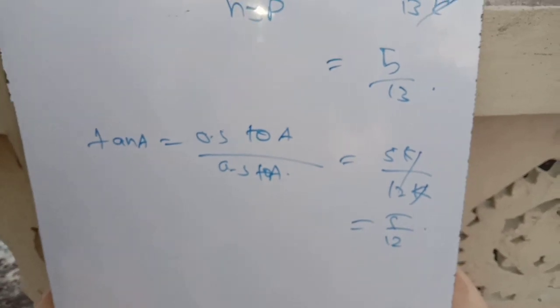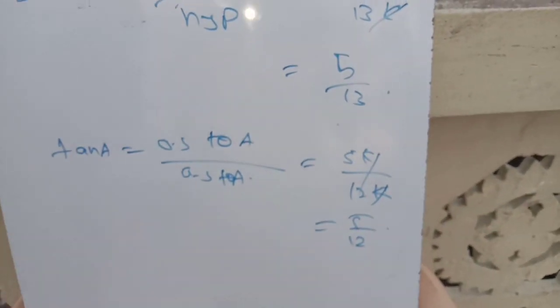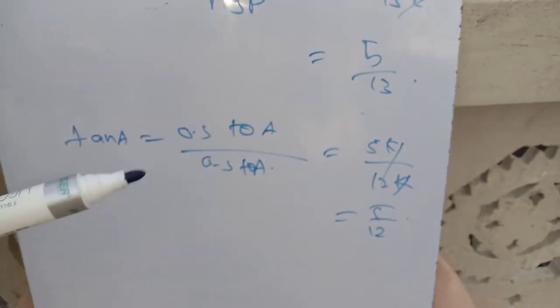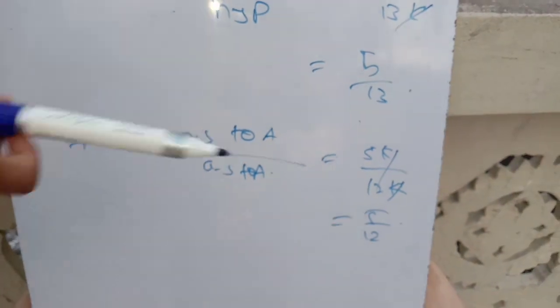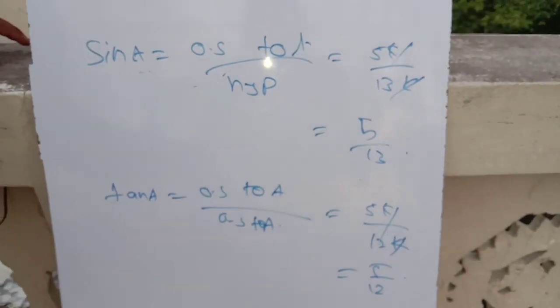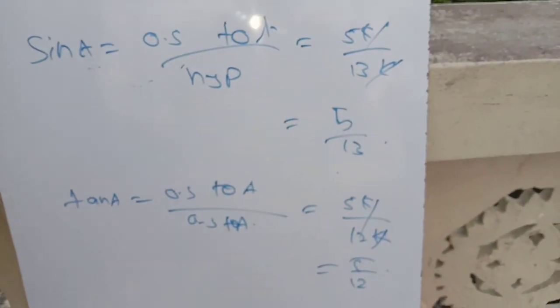So you may say that we can directly write 5 by 13 and 5 by 12, but it is wrong, because we need to show the K also. K means a constant, and 5 times it is equal to some number. So in order to show it as a ratio, we need to write this K also as a constant.